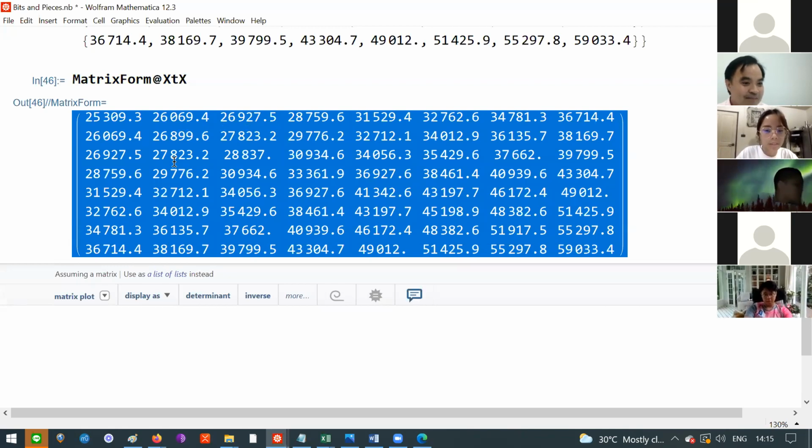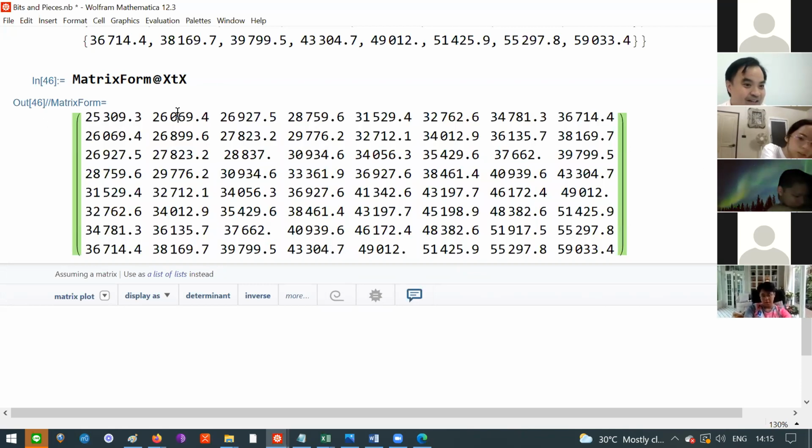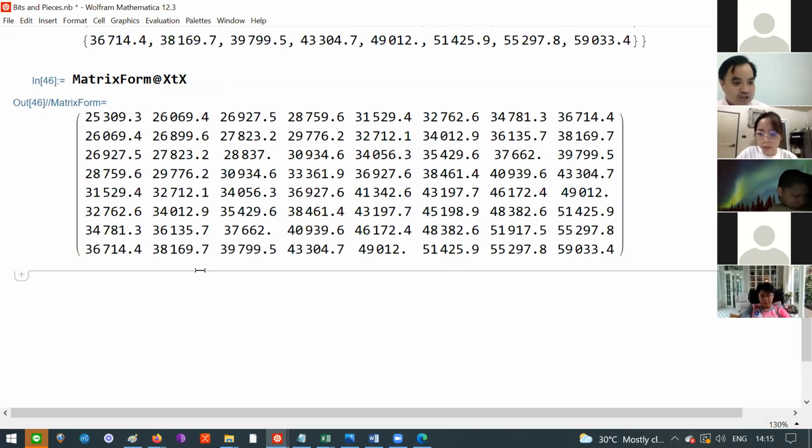Now you notice something. How many columns and how many rows? What else can you notice? It is a square matrix. What else can you notice? It is symmetric. This one is equal to that one. This one is equal to that one. This one is equal to that one. Right? It's symmetric. So X transpose X is symmetric.